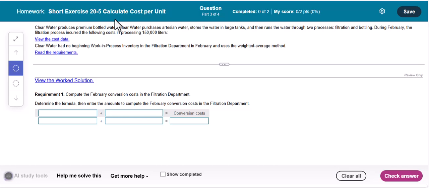Short exercise 20-5, calculate cost per unit. So, Clearwater produces premium bottled water. Clearwater purchases artesian water, so not free, stores the water in large tanks, and then runs the water through two processes, filtration and bottling. During February, the filtration process incurred the following costs in processing 150,000 liters.